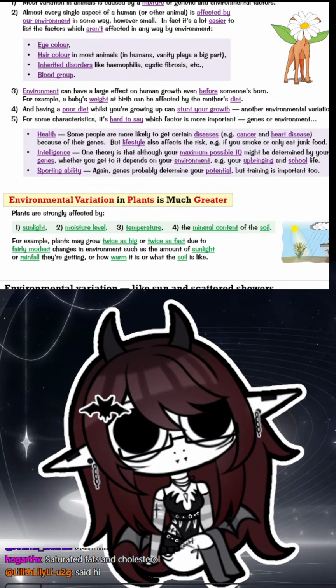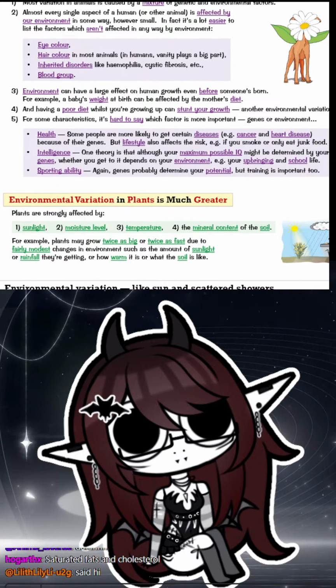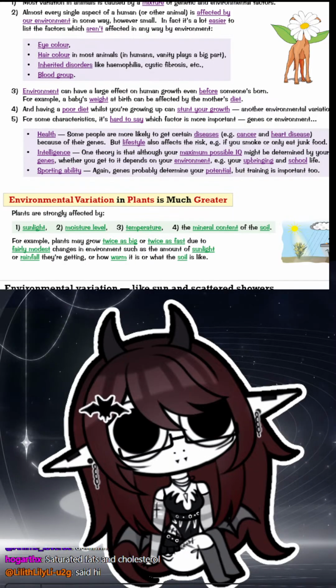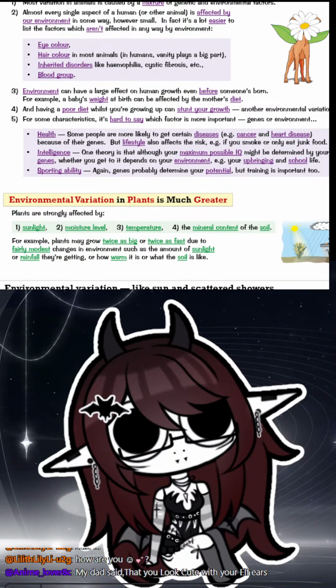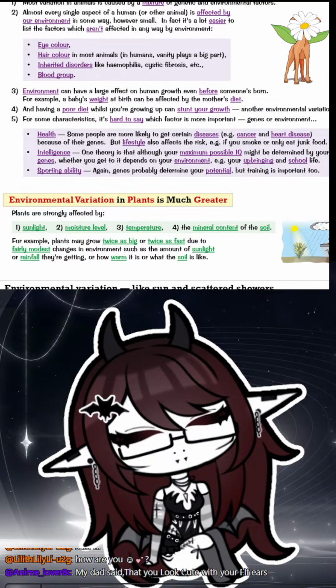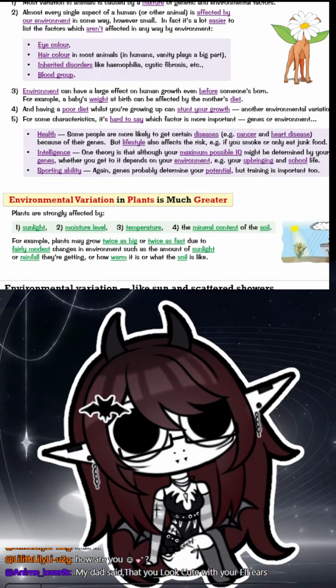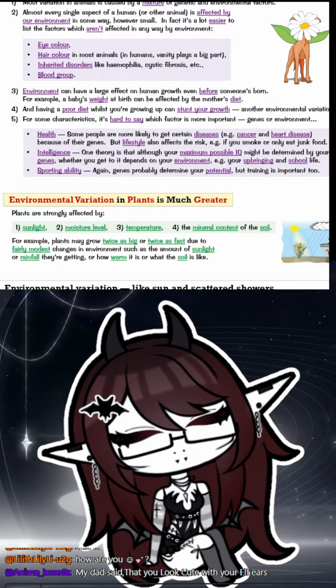Now, environmental variation in plants is much greater. Plants are strongly affected by number one, sunlight, number two, moisture level, number three, temperature, and number four, the mineral content of the soil. For example, plants may grow twice as big or twice as fast due to fairly modest changes in the environment, such as the amount of sunlight or rainfall they're getting, or how warm it is, or what the soil is like.